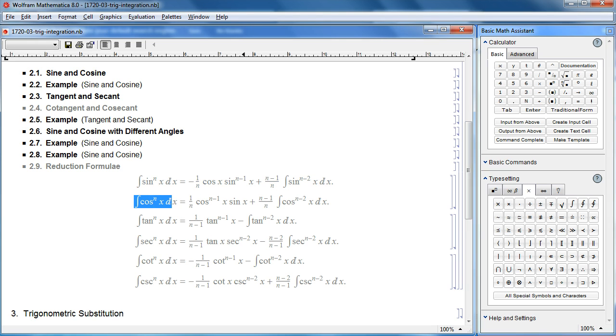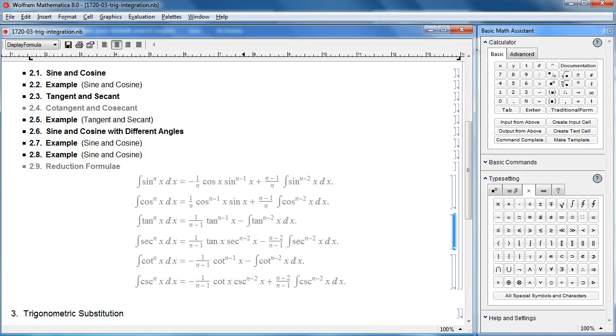And cosine to the nth power, again, the same deal. We have this first term pretty much set, and on the right-hand side, in the second part, we have n minus second power, so we got a reduction. Tangent, pretty much the same, reduction by order of 2, and secant, the same, reduction by order of 2, cotangent, the same, reduction by order of 2, and cosecant, again the same, reduction by order of 2.